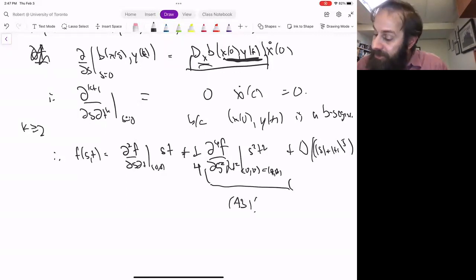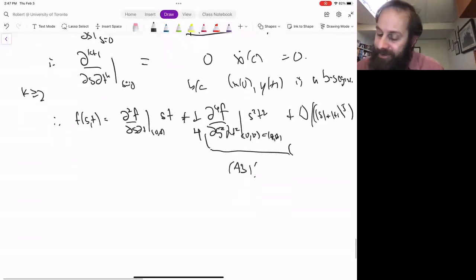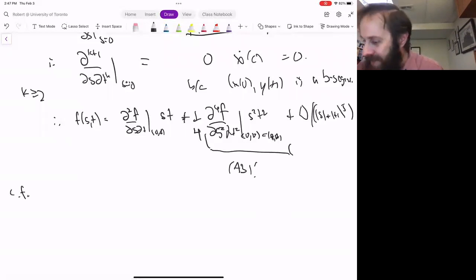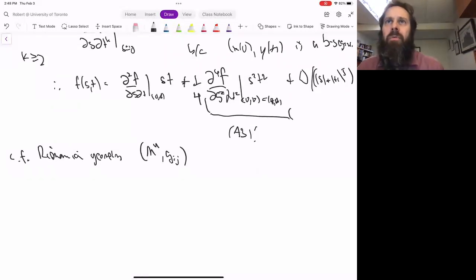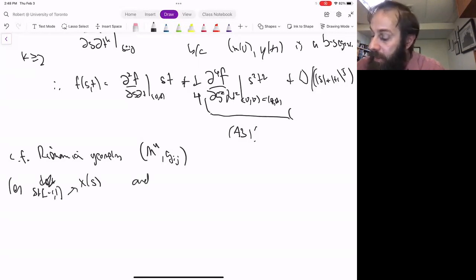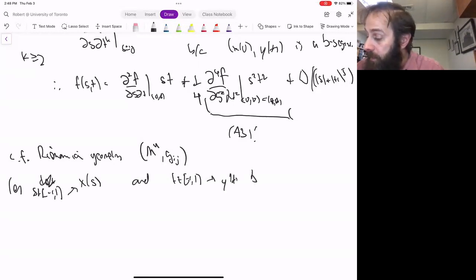And this is supposed to remind you very much, yeah, right. Great. Let's go back to Riemannian geometry for a moment. On, let's say, an n-dimensional manifold with a metric tensor g_ij. So on the first assignment, you saw the geodesic equations. So let s go to x(s), and t go to y(t), be Riemannian geodesics.